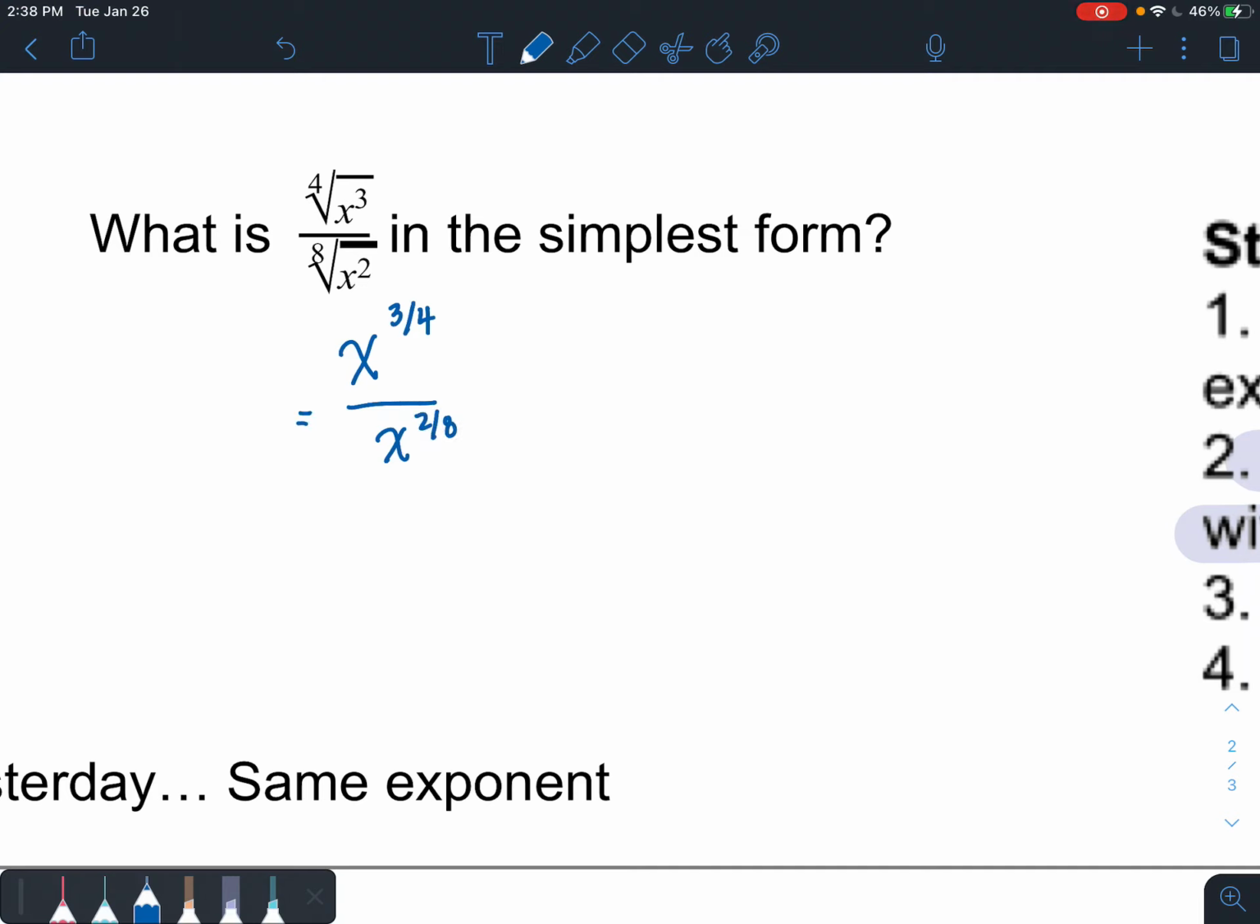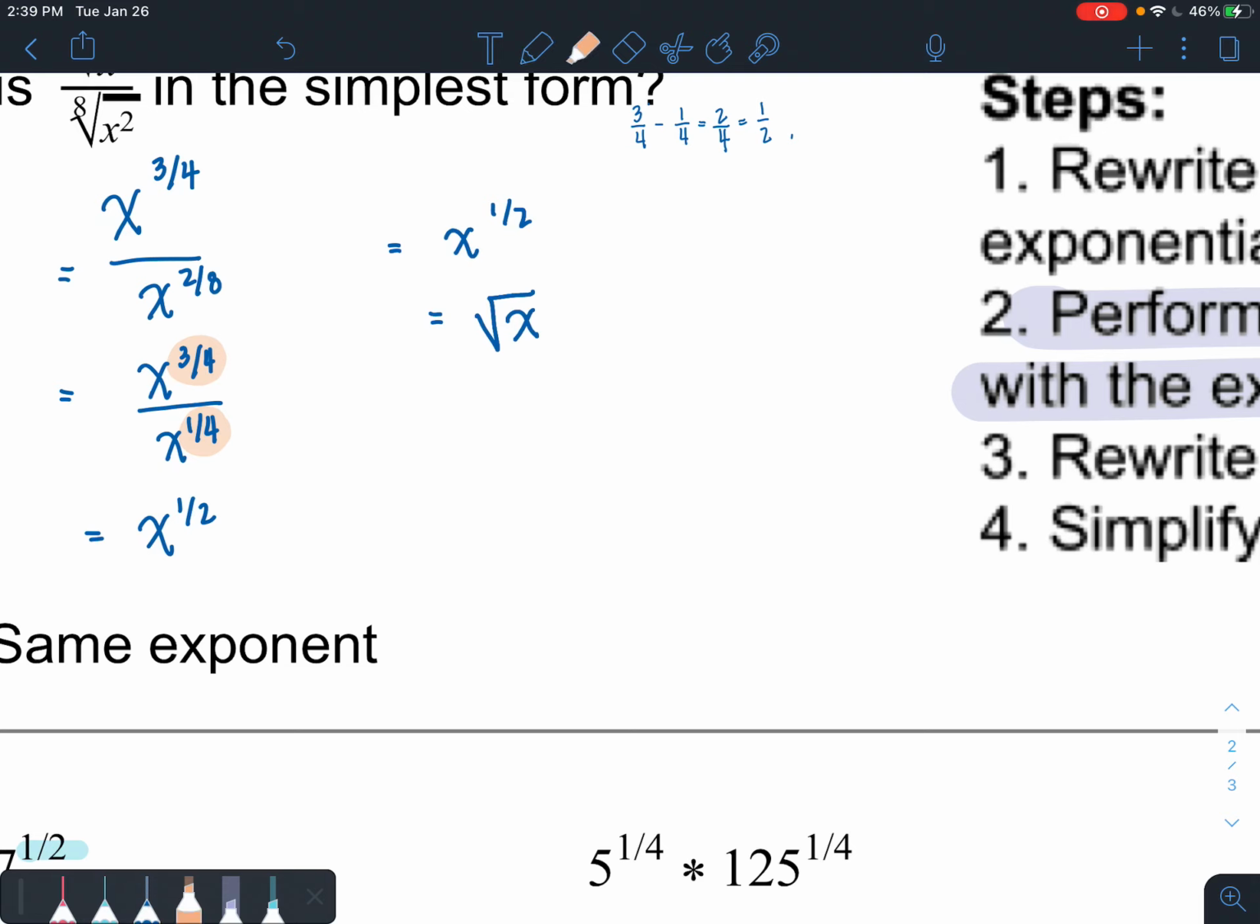And then our last step is we have to rewrite it as a radical. So let's go ahead and do that. x to the 1/2 is equal to the square root of x, and it's already been simplified, so that's our answer.